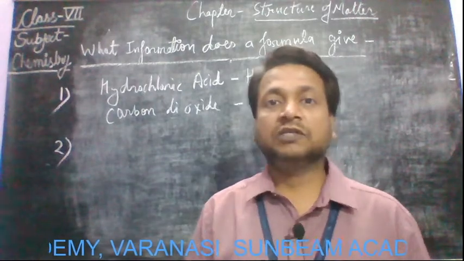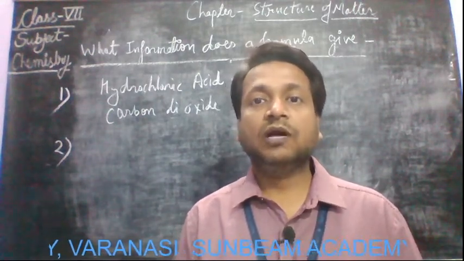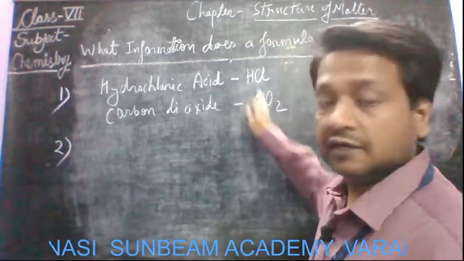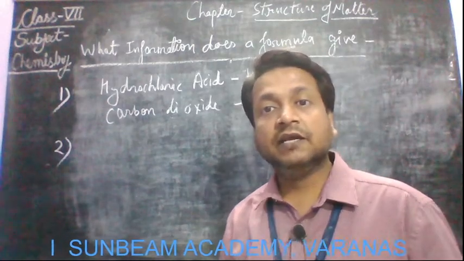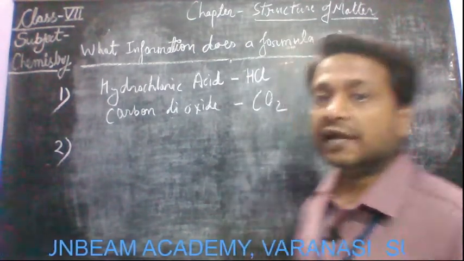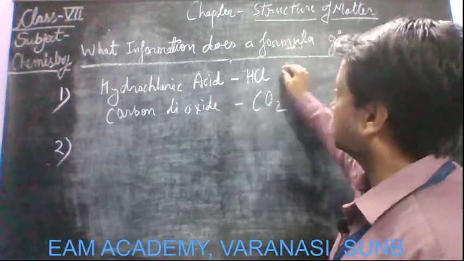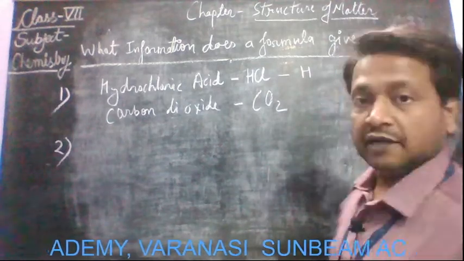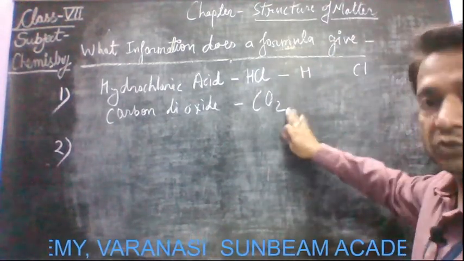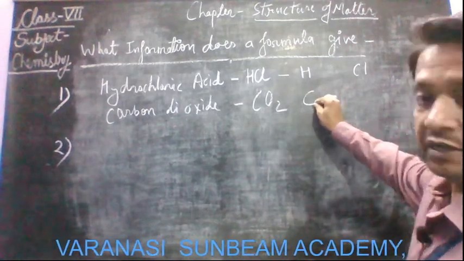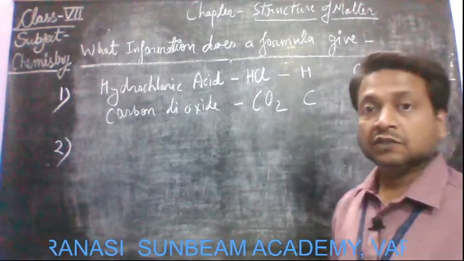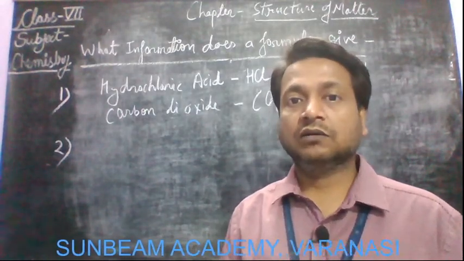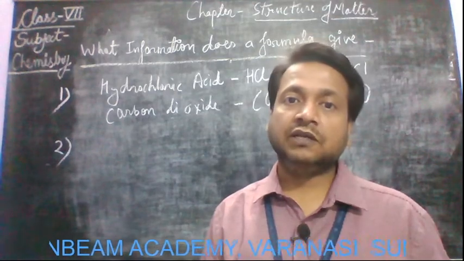The second information that a formula provides us is the number of atoms of the different elements which are present in a formula. As I told you that in this example, we have the two elements, that is hydrogen and chlorine. And here we have the two elements, that is carbon and oxygen. So what are their numbers present in the formula? A number of atoms present in the formula.